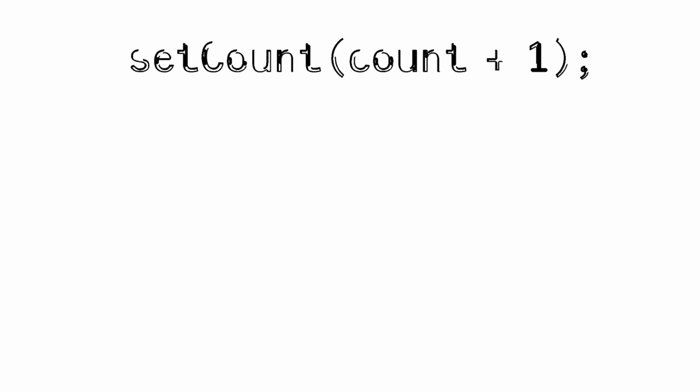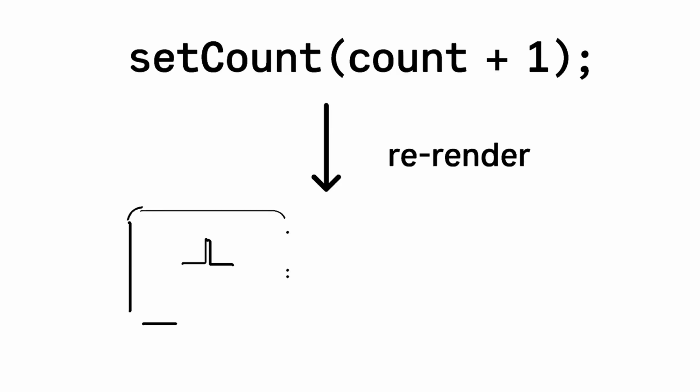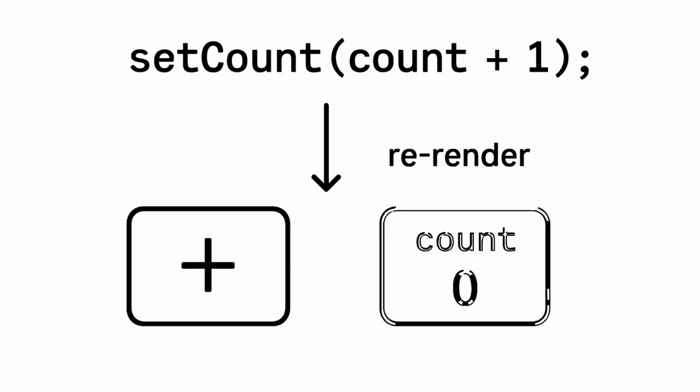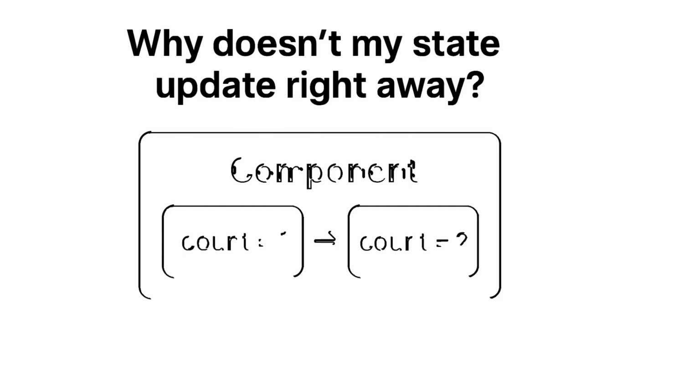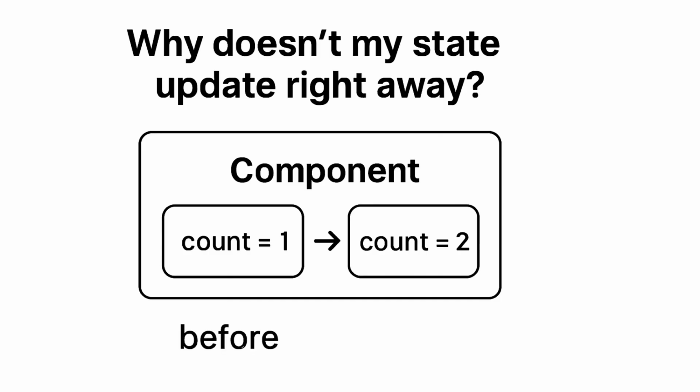You never change count directly. You always use setCount. For example, in a button click, setCount(count + 1). When you call setCount, React schedules a re-render. On that re-render, your component runs again. And this time, count has the new value.